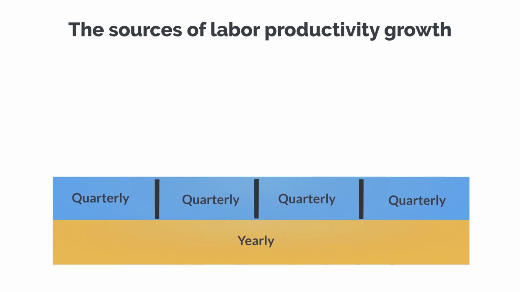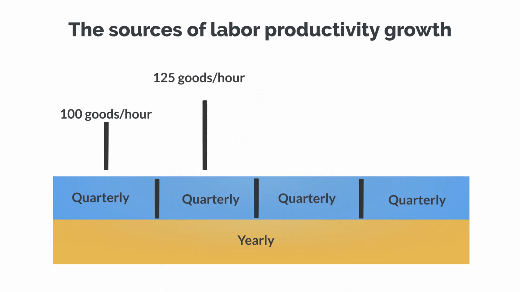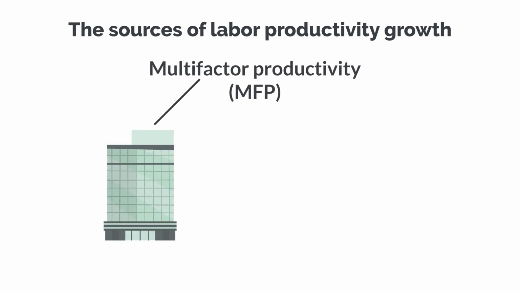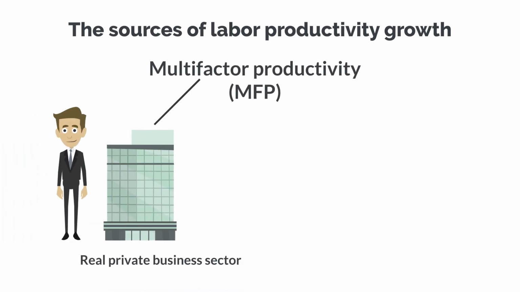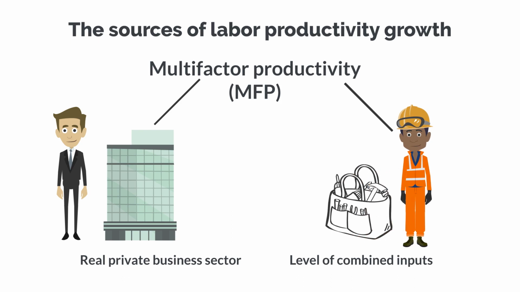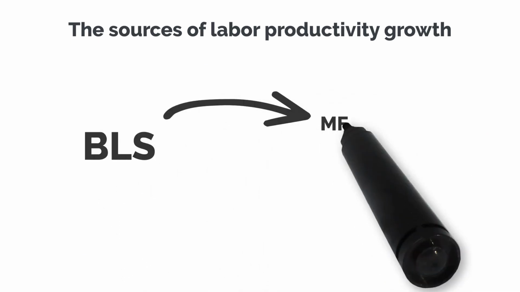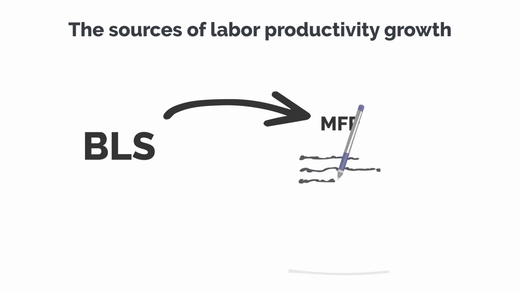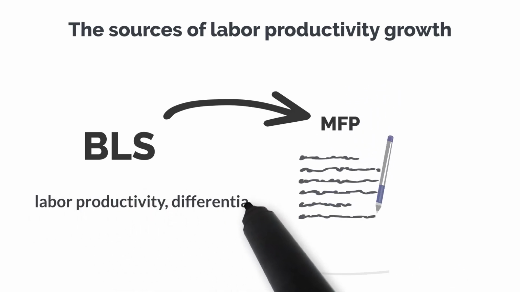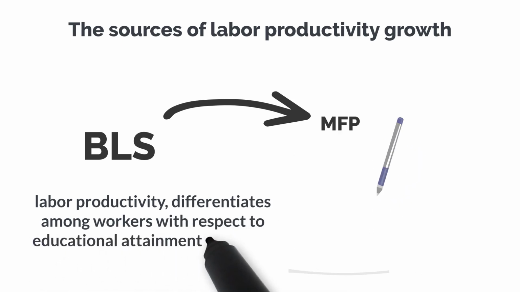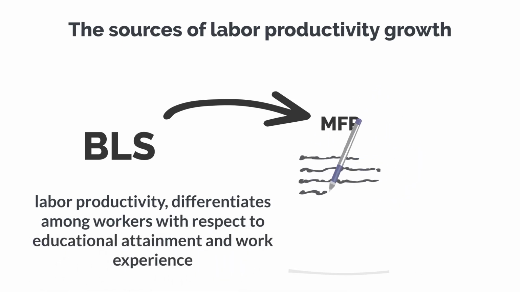If workers the previous quarter were producing 100 goods per hour, and this quarter are producing 125 per hour, that is seen as growth. Multi-factor productivity, MFP, is an alternative measure of productivity that compares real private business sector output to the level of combined inputs, labor and capital, used to produce goods and services. BLS releases estimates of MFP annually. MFP, unlike labor productivity, differentiates among workers with respect to educational attainment and work experience.